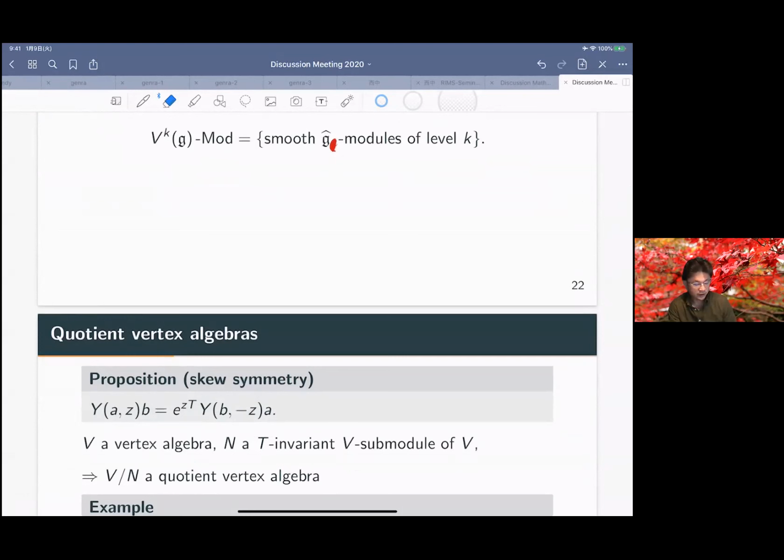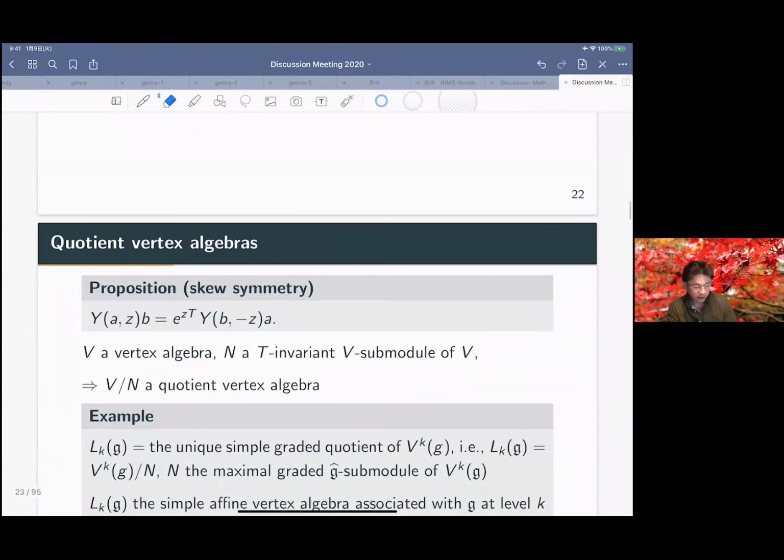So this means a left module is also a right module. So a left module is automatically an ideal. So if you have a vertex algebra V, and a submodule which is invariant under the action of the translation operator, then the quotient automatically has the structure of a vertex algebra.